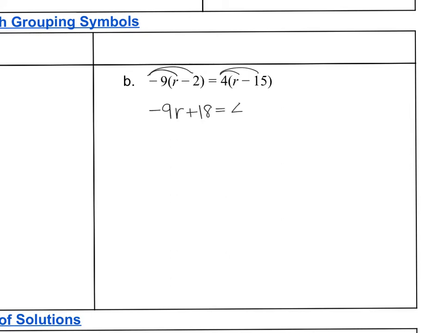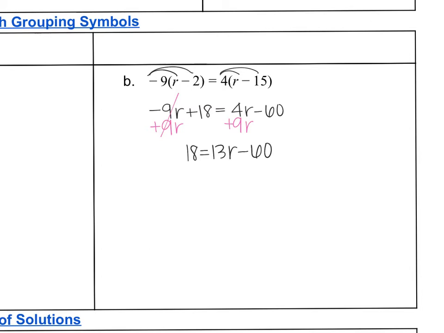This will be 4r minus 60. I want to move the smaller one. Now be careful here because this one is negative. It's actually smaller. Now it's negative 9r, so to move it, I will add 9r. Do the opposite. Because it's negative, I'll add it, which means I'll add 9r here, leaving me with 18 equals 13r minus 60. And now I can solve that.